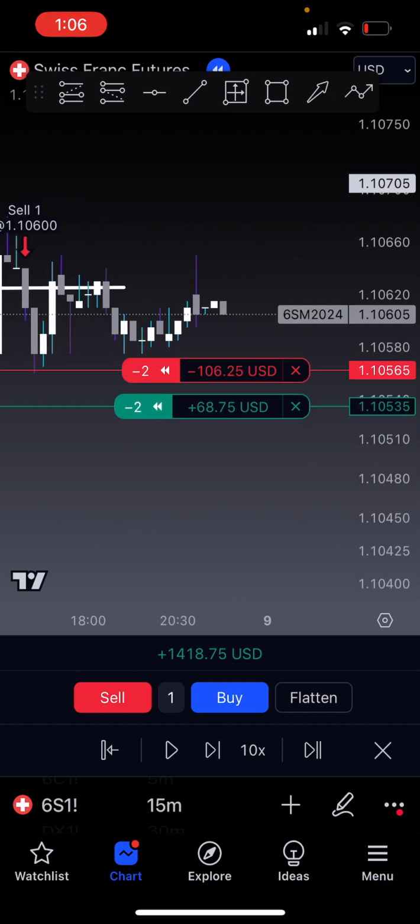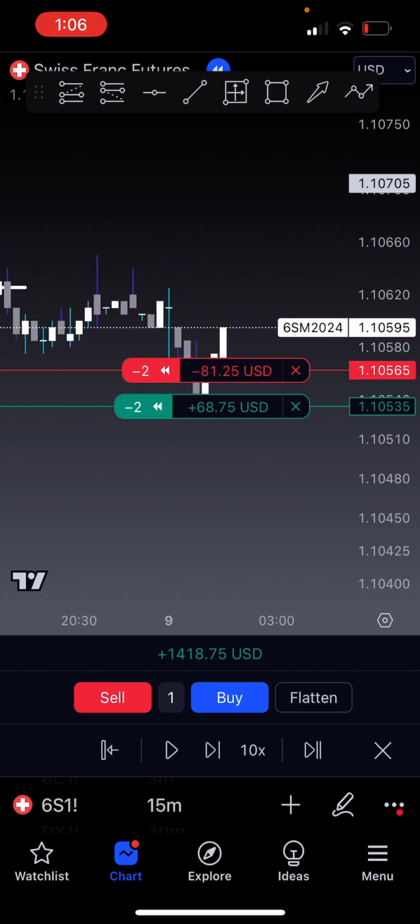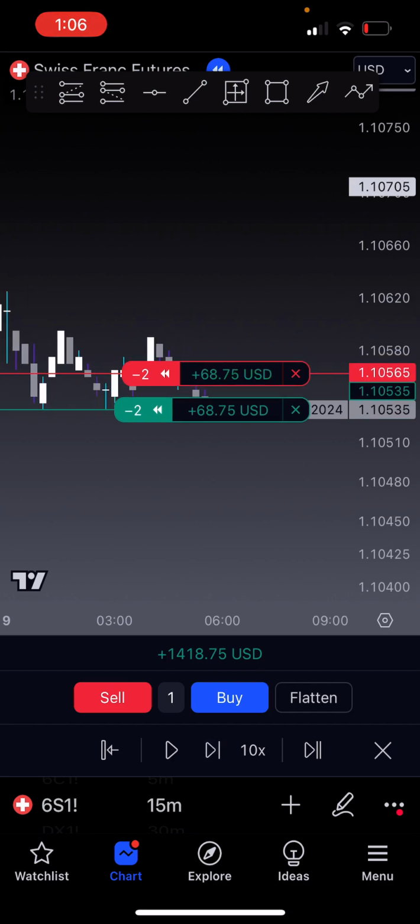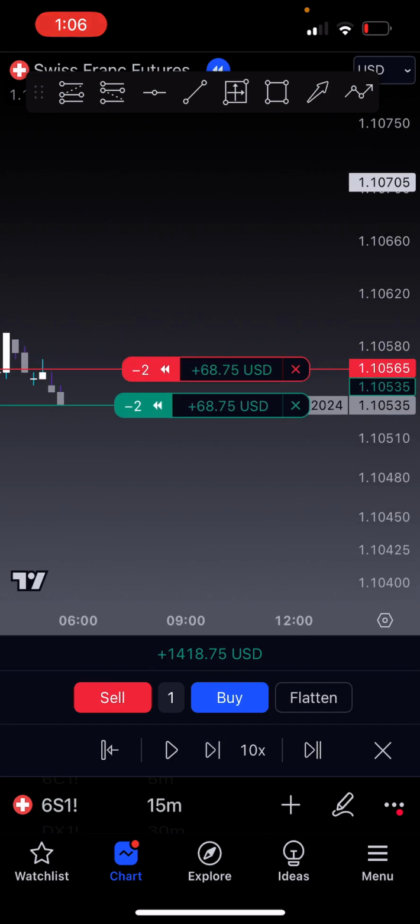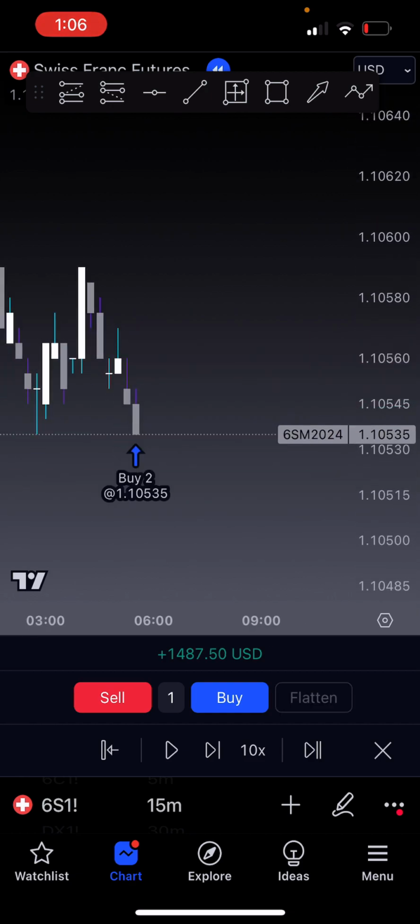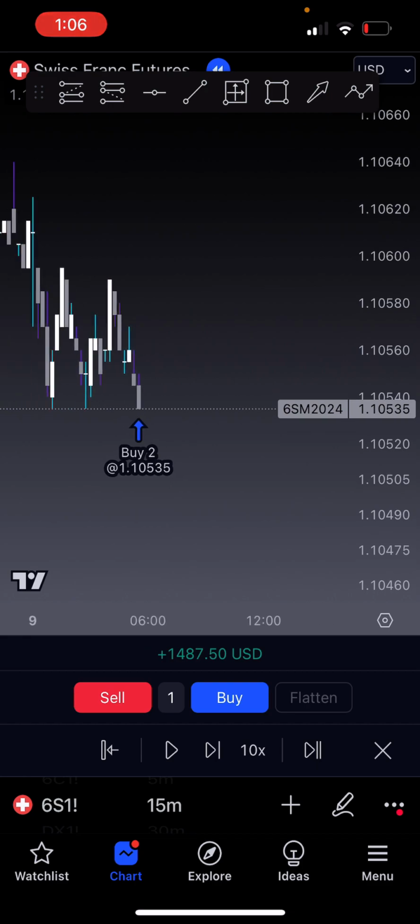Looks like it's struggling a bit. Almost came down to that level. It's very close. Yeah, we're gonna close this here. I mean, it's literally there. I don't know why the TP isn't hit, but it's literally there. So we're just gonna close that out.